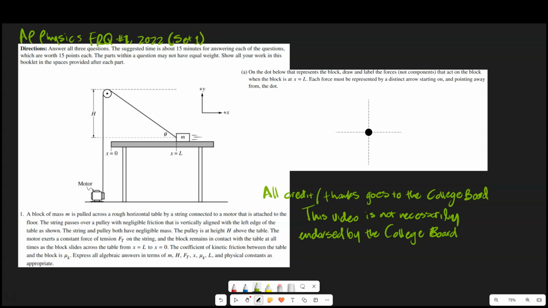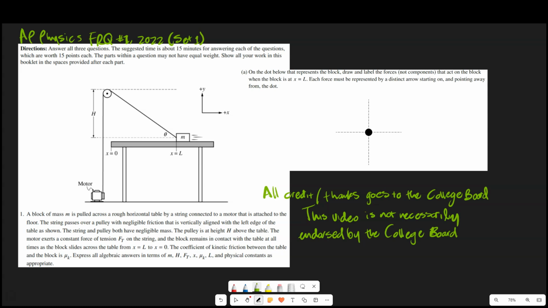Hey, welcome back. Today we're going to be talking about an AP Physics C Mechanics FRQ number 1 from 2022. This is from set 1. I'm going to talk you through it. This FRQ has some really crucial ideas that are useful for almost any AP Physics C Mechanics student, and so let's go ahead and get to it.